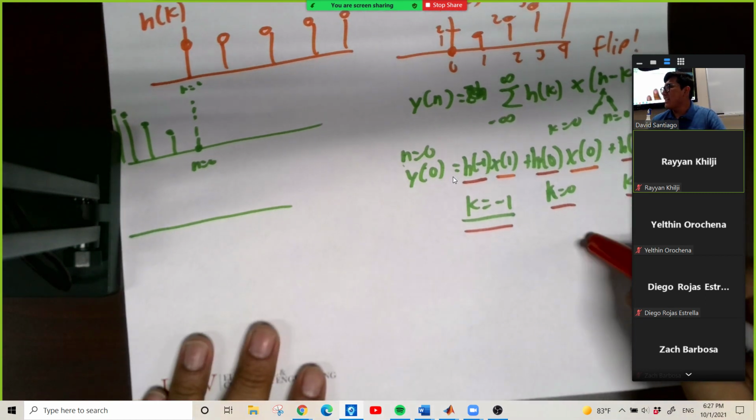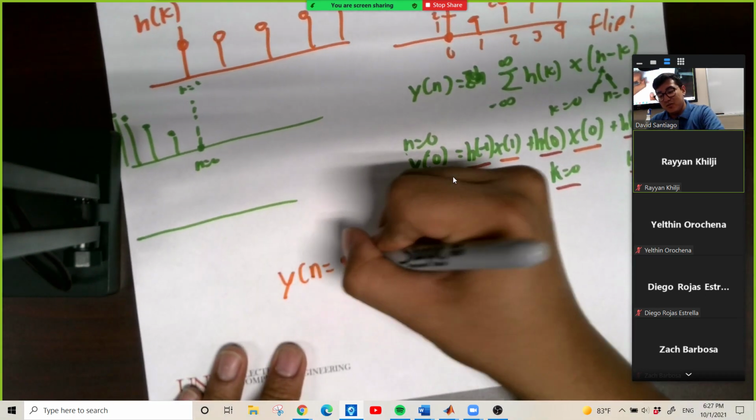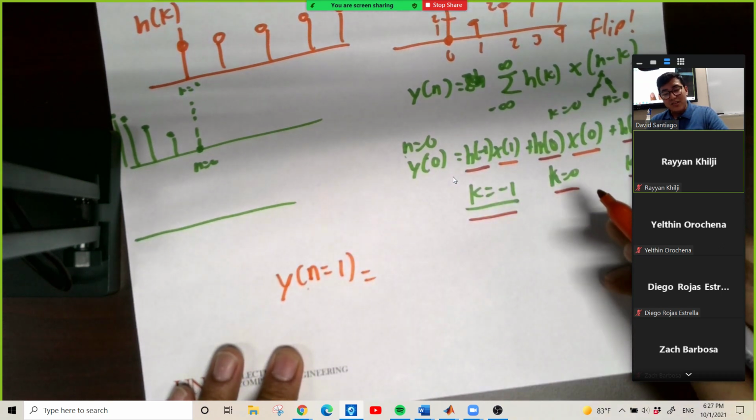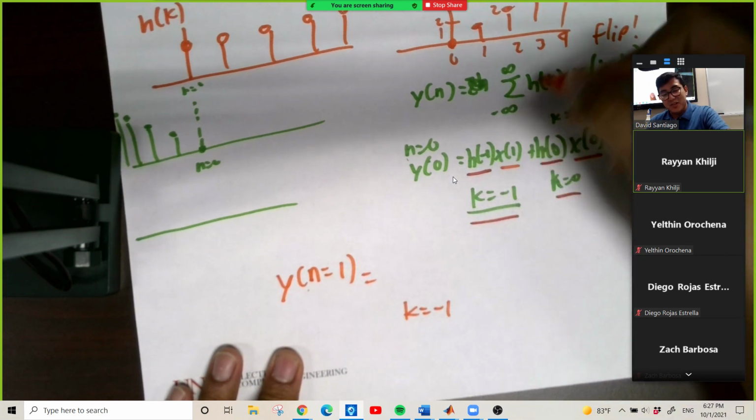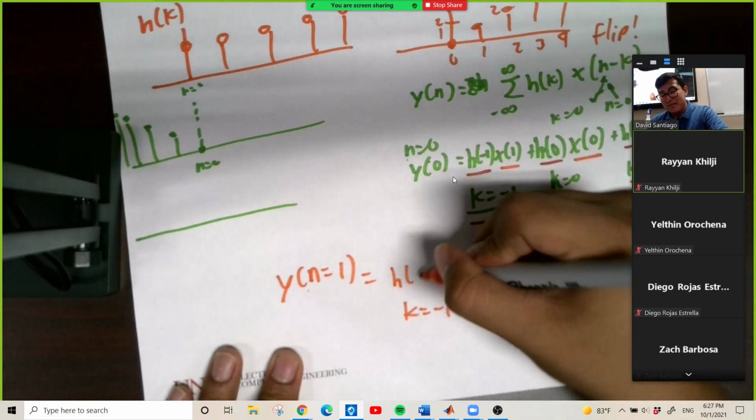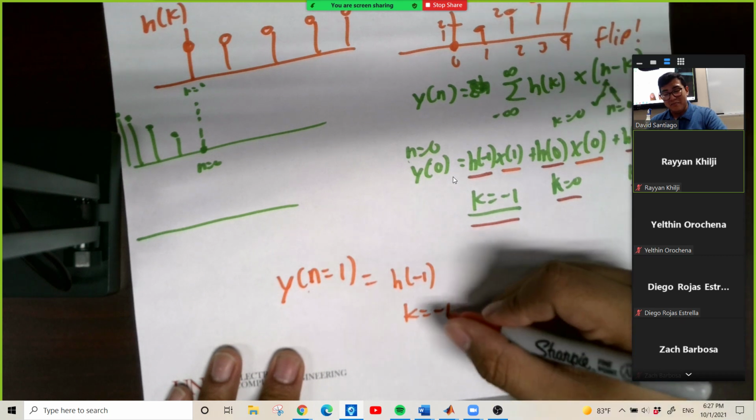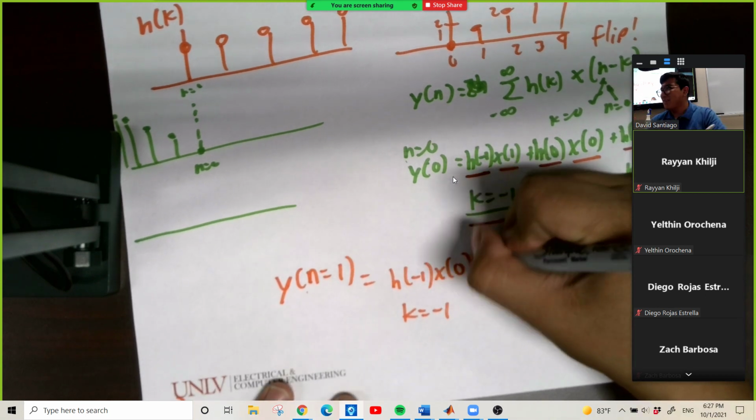Does that make more sense? Or actually, let me do this. I'm going to look at y is equal to, n is equal to 1, right? So we're at n is equal to 1. Let's look at k is equal to -1. When k is equal to -1, what's this right here? H of -1. But now we have to look at this input. We have a -1 already there, but we're looking at k is equal to -1. So we have -1 minus -1. The minus turns into a plus, so it becomes -1 plus 1. X is equal to 0.